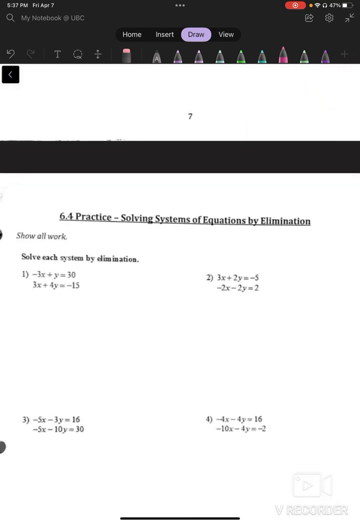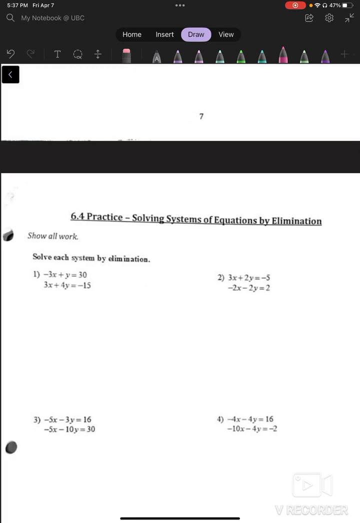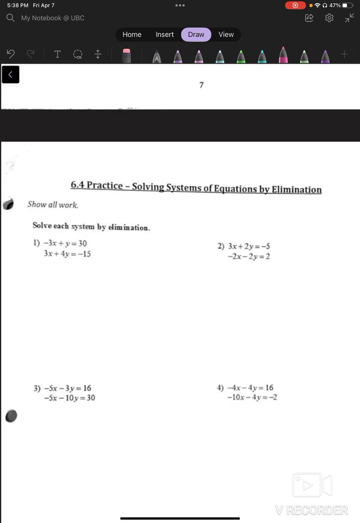Another way of solving systems of equations is by elimination. And for me, this way is a little bit harder, but you can decide which one you prefer. Usually, for this curriculum, they would ask you to know both ways, and then on a test, they'd ask you to do either by elimination or by substitution, so they want to see that you can do both ways.